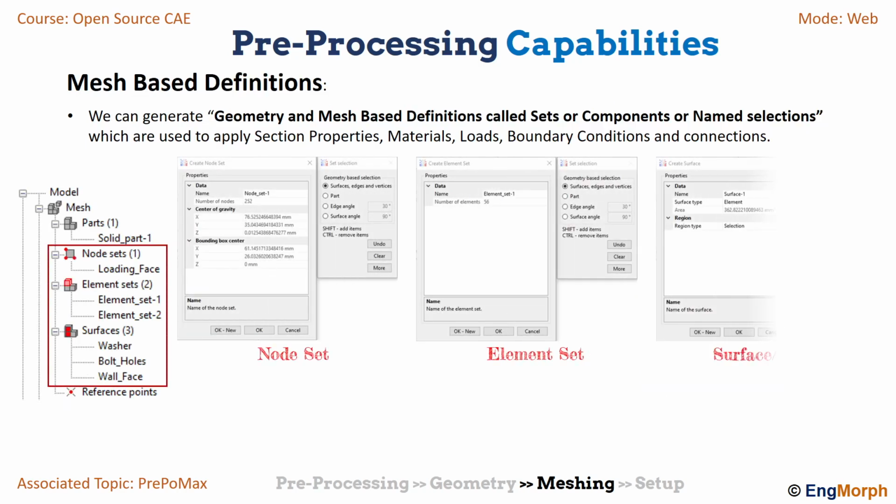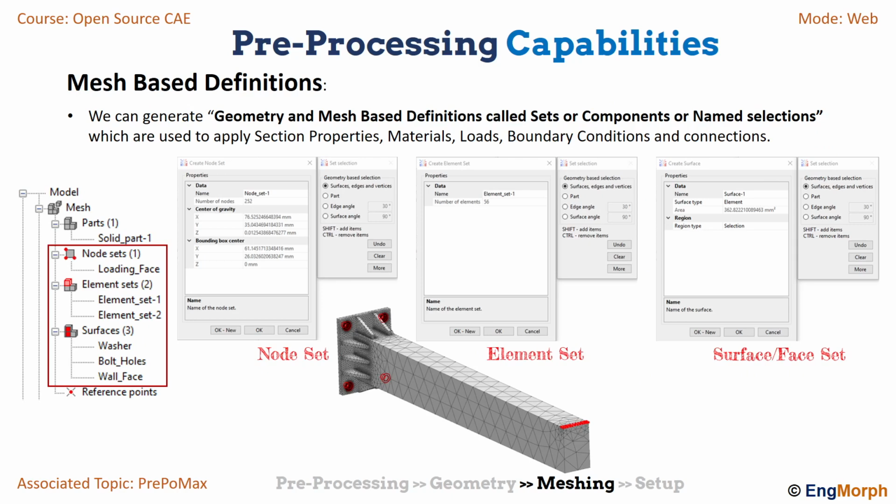Now, let's see what mesh and geometry based definitions are. We can generate geometry and mesh based definitions called sets, or components, or named selections. These definitions are used to apply different section properties, materials, loads, boundary conditions, and connections. In simple words, sets are useful to handle model entities or parts of the model.